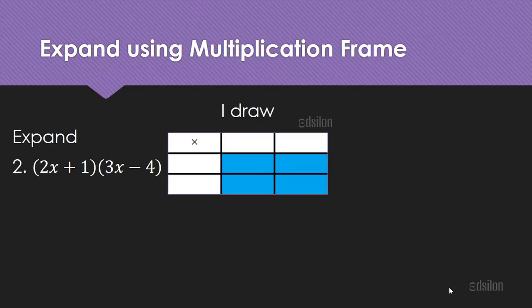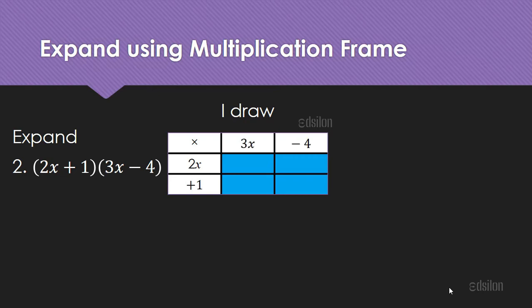Expand the product of 2x plus 1 and 3x minus 4 using the multiplication frame method. Pause the video now to do it. Let's go over the working. Where do I fill in 2x plus 1? Here in the first column. And where do I fill in 3x minus 4? Here in the first row.